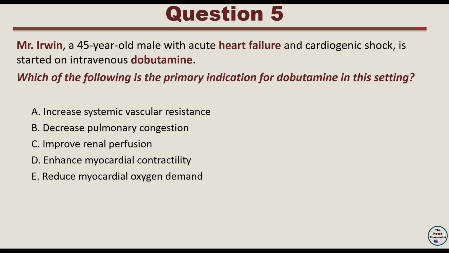Option A, increase systemic vascular resistance. Option B, decrease pulmonary congestion. Option C, improve renal perfusion. Option D, enhance myocardial contractility. Option E, reduce myocardial oxygen demand.